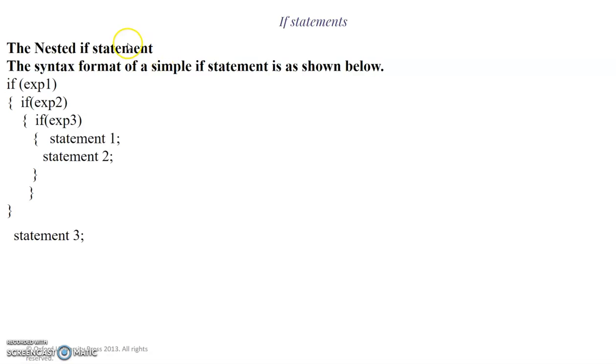Next is a nested if statement, where the syntax goes like this: if expression 1, inside that you have again if expression 2, inside that again you have expression 3, and you have a block of statements for this. So here it first executes expression 1. If it is true, then it checks whether expression 2 is true. If it is true, then expression 3 is evaluated, and if it evaluates to true, then statements 1 and 2 get executed. Otherwise, it comes out and executes statement 3.